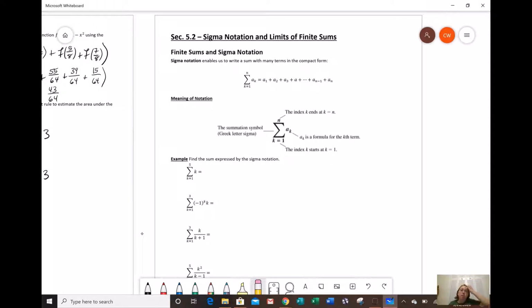So 5.2 is going to start getting us towards our next topic. This is actually technically review, but we have to use the summation notation in 5.3, so we're going to review it. So, sigma notation and limits of finite sums.